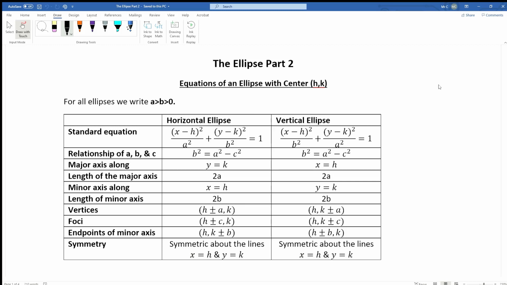Hello everybody, and welcome to part 2 of our videos on the ellipse. So now we're going to take a look at ellipses that are not centered at 0, 0. Instead, they're centered at (h, k). And just as with any other function, the real difference here is that we will have x minus h in place of x in our equation, and y minus k in place of y.